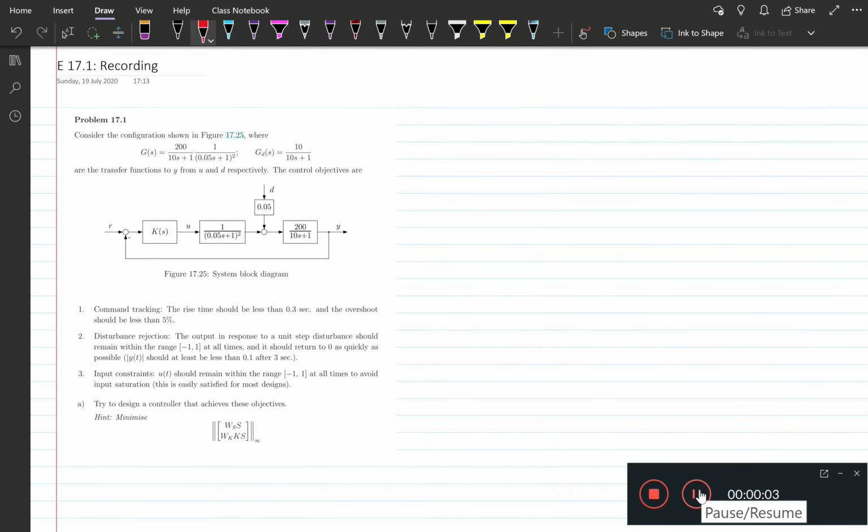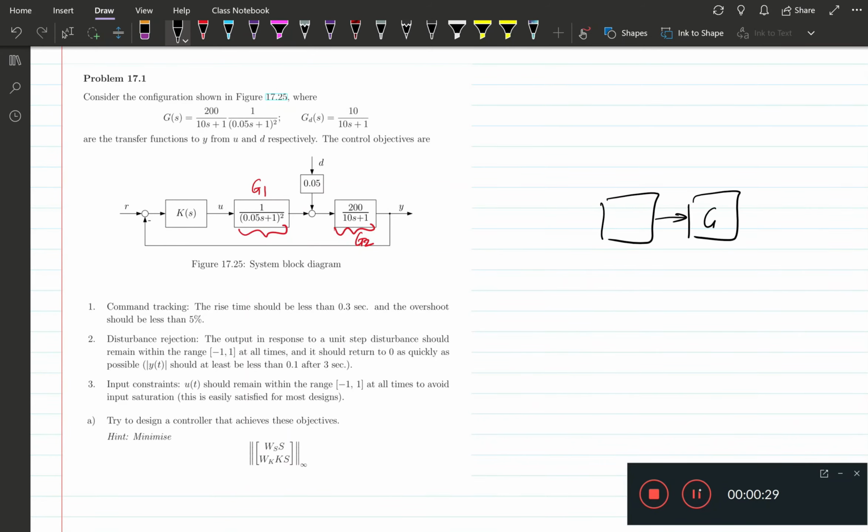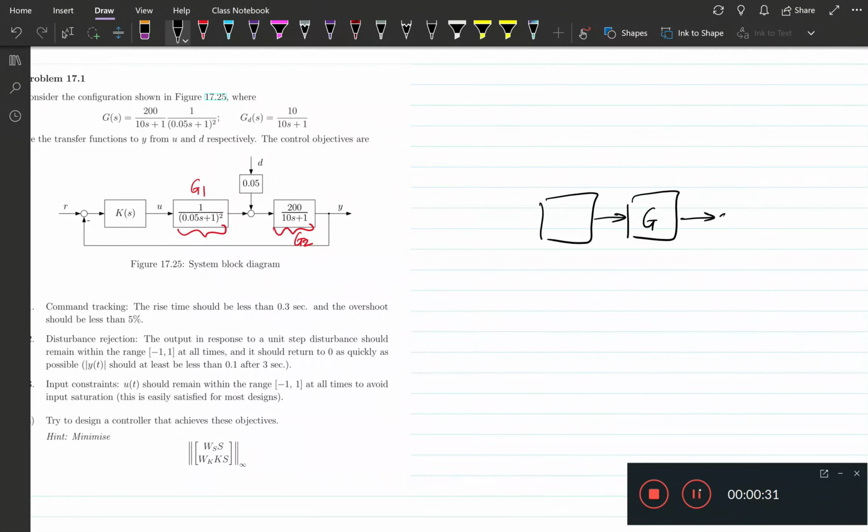So let's have a look at problem 17.1 now. Here you see a feedback loop with two transfer functions given to us. This is a second order transfer function. Let's call this G1, and that's a first order transfer function. Let's call this G2. Now this loop can be equivalently represented in this form here.